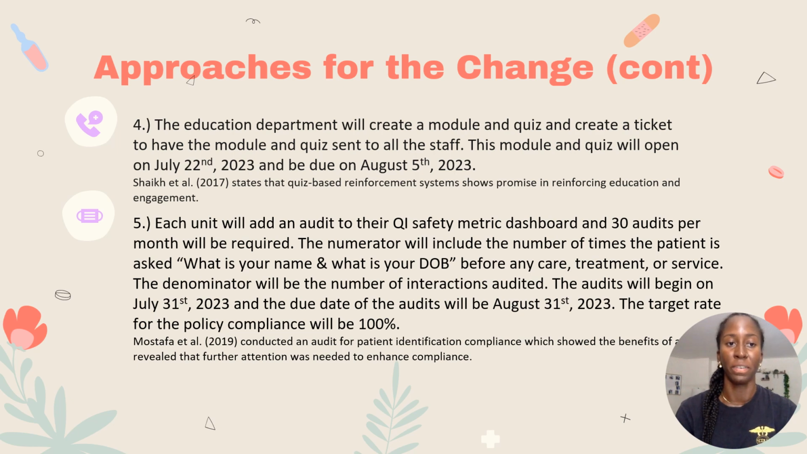So the 5th intervention would be each unit will add an audit to their QI safety metric dashboard, and 30 audits per month will be required. The numerator will include the number of times the patient is asked, what is your name and what is your date of birth, before any care, treatment, or service, and the denominator will be the number of interactions audited. The audits will begin on July 31st, 2023, and the due date of the audits will be August 31st, 2023. The target rate for the policy compliance will be 100%.